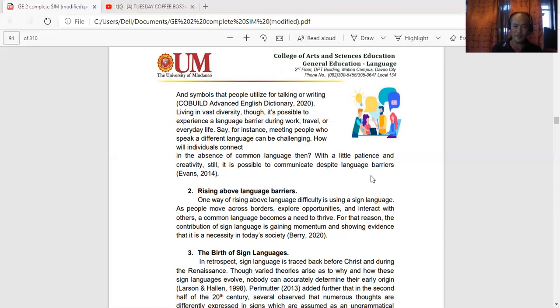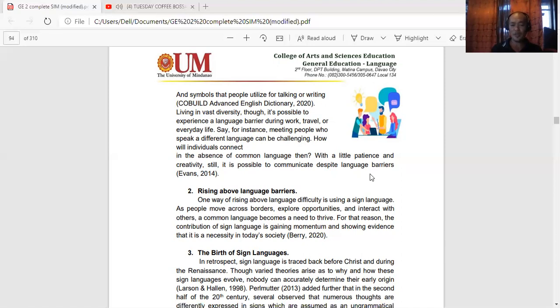So, rising above language barriers. One way of rising above language difficulty is using a sign language. So as people move across borders, we explore opportunities and interact with others.